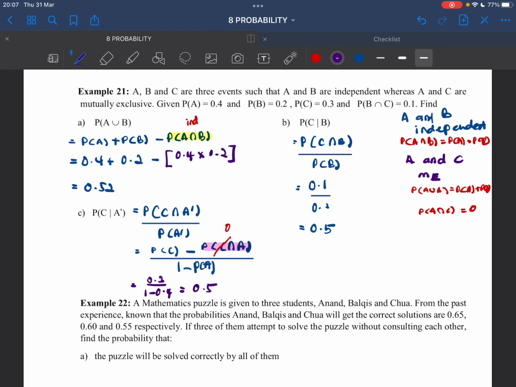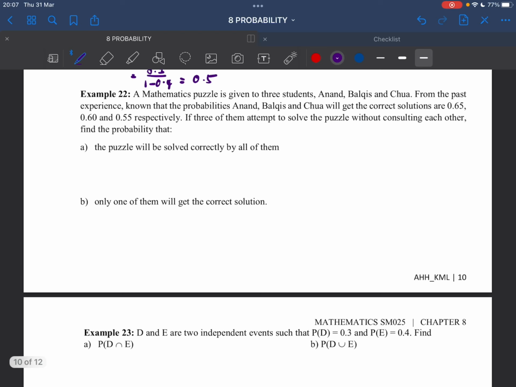Okay, so let's see example 22. Something about problem solving here. A mathematics puzzle is given to 3 students. From past experience, it is known that the probabilities that Anand, Balkis and Chua will get the correct solution are 0.65, 0.6, 0.55. So let's put that into probability. P(A) for Anand is equal to 0.65. P(B) for Balkis is equal to 0.60, and P(C) for Chua is 0.55. If 3 of them attempt to solve the puzzle, we are going to find the probability.